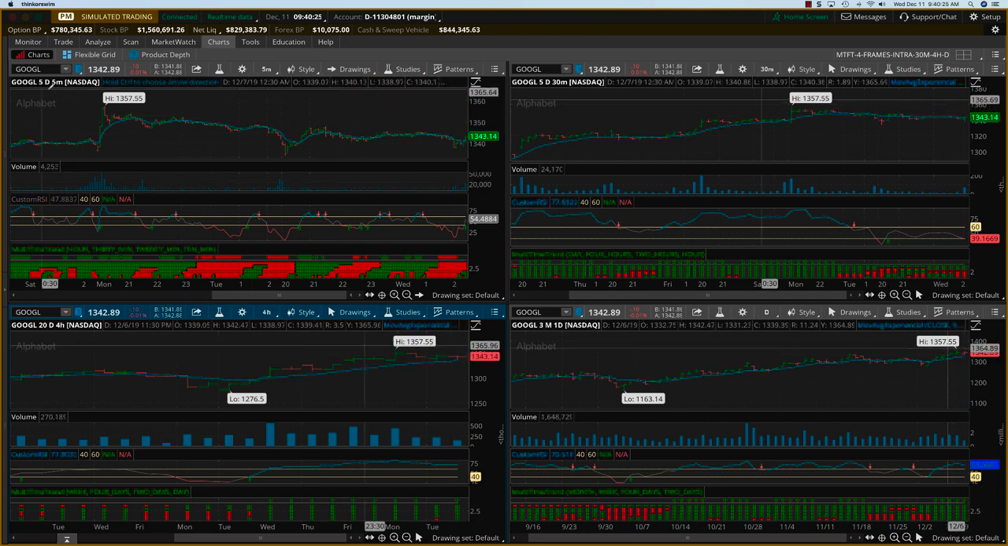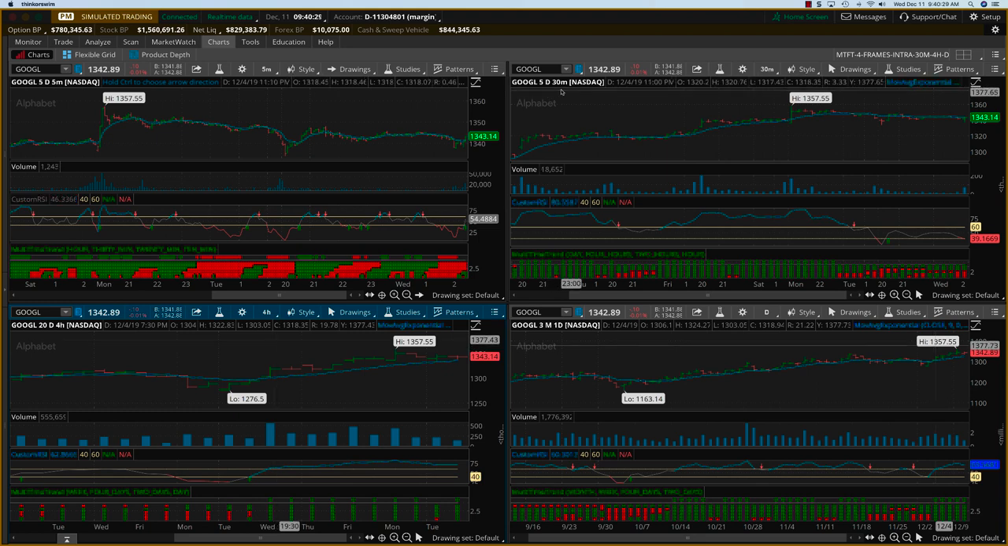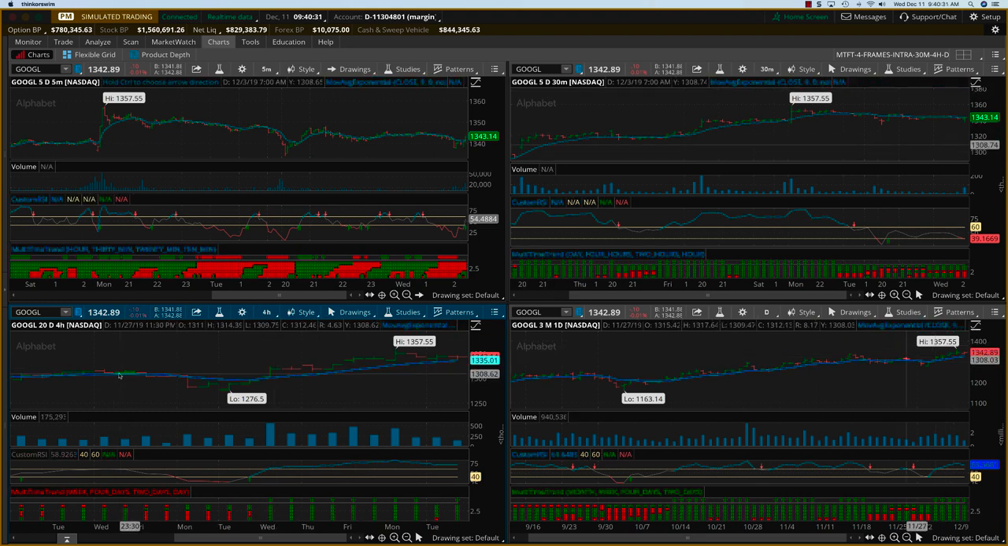The top left is a 5-day, 5-minute chart. The top right is a 5-day, 30-minute chart, so slightly more longer term. The bottom left is a 20-day, 4-hour chart. And then the bottom right is a Google 3-month daily chart.